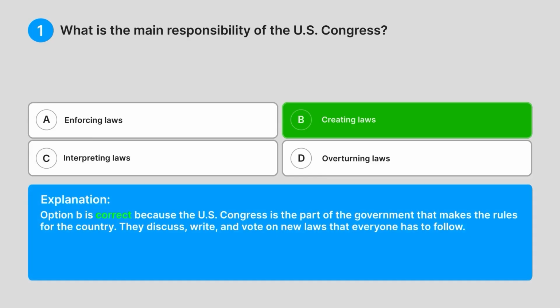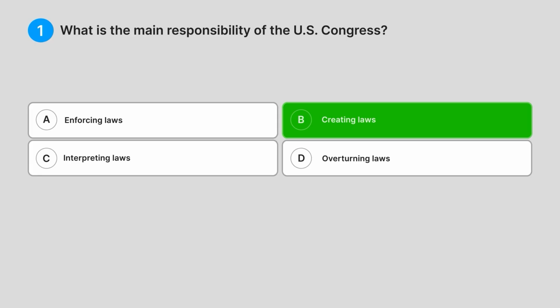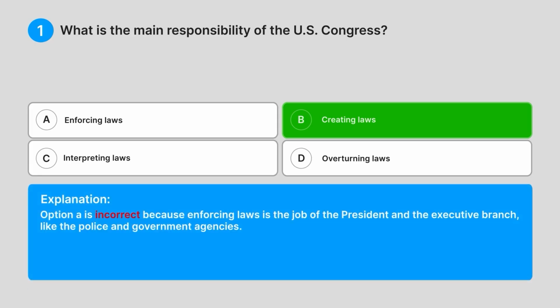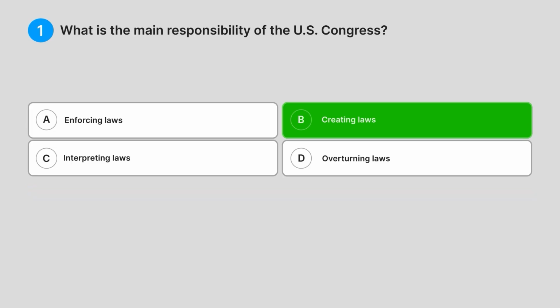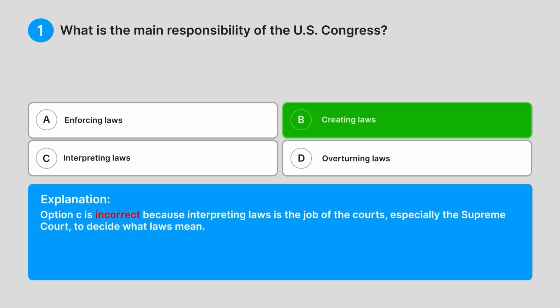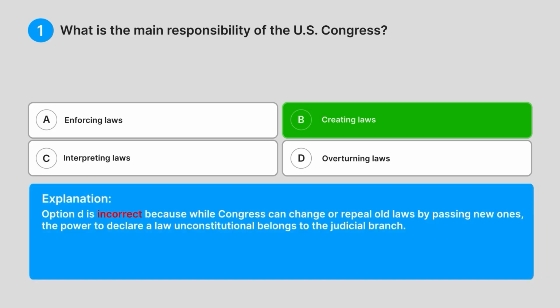Explanation. Option B is correct because the US Congress is the part of the government that makes the rules for the country. They discuss, write, and vote on new laws that everyone has to follow. Option A is incorrect because enforcing laws is the job of the President and the executive branch, like the police and government agencies. Option C is incorrect because interpreting laws is the job of the courts, especially the Supreme Court, to decide what laws mean. Option D is incorrect because while Congress can change or repeal old laws by passing new ones, the power to declare a law unconstitutional belongs to the judicial branch.